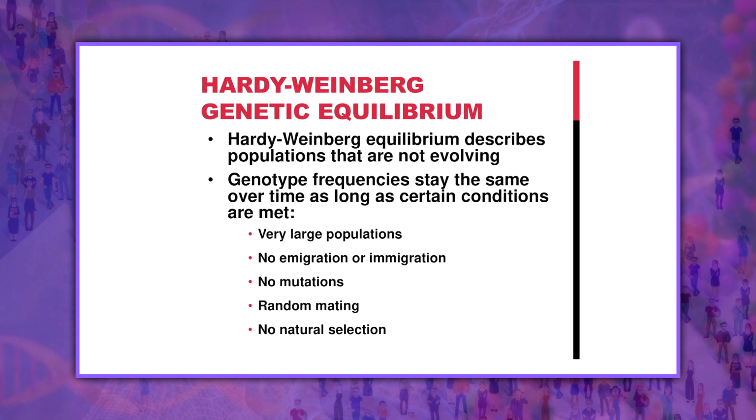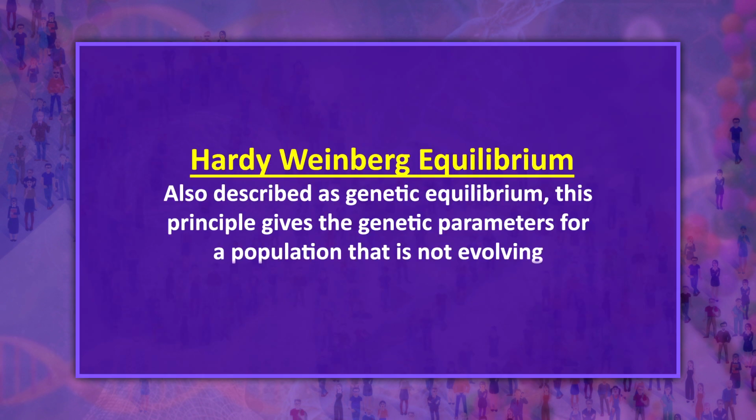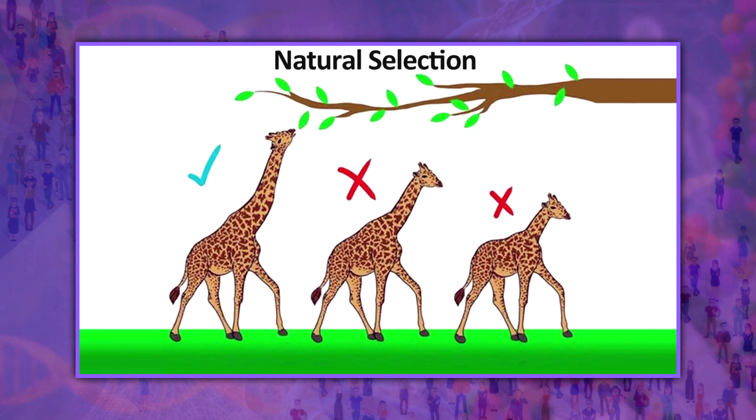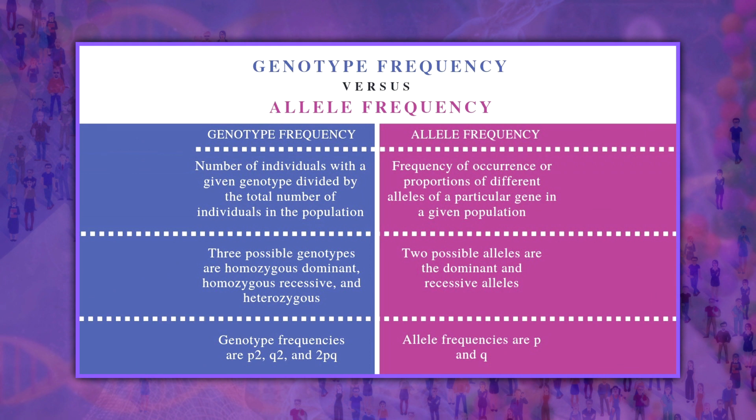One of the most important principles in the study of genetic composition and difference in populations is the Hardy-Weinberg equilibrium principle. This principle gives the genetic parameters for a population that is not evolving. In such a population, genetic variation and natural selection do not occur, and the population does not experience change in genotype and allele frequencies from generation to generation.